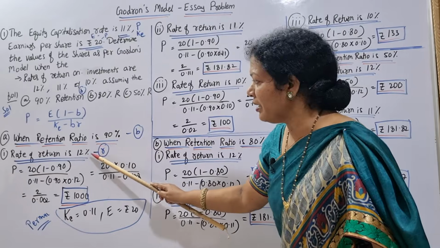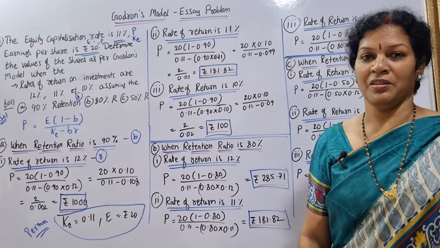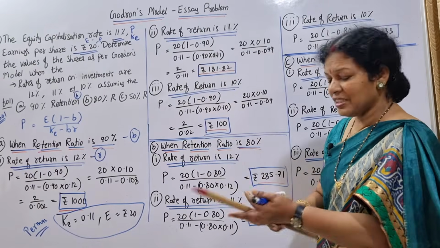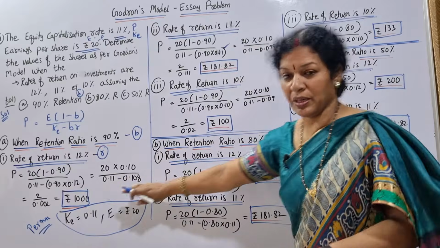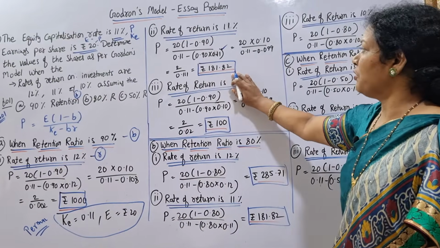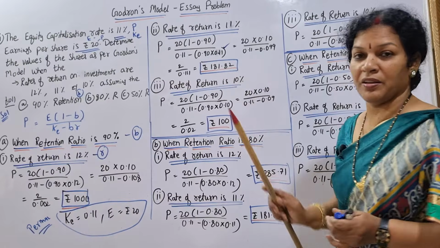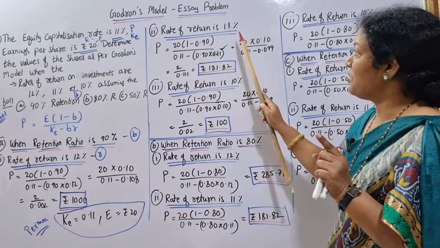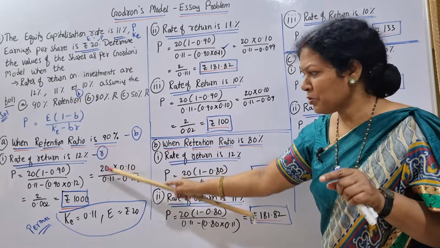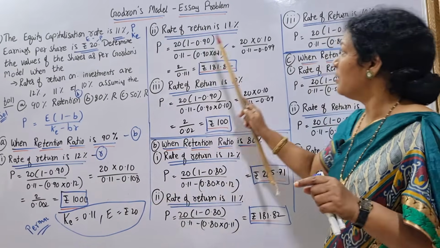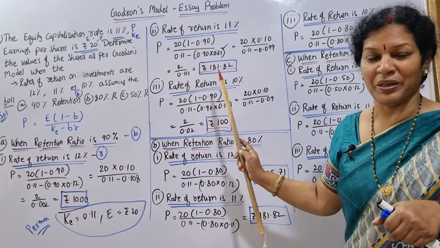Earlier R was 12%. Now in this bit it is 11%. Only this I have changed compared to this. If you do the calculations, you are getting 181 rupees 0.82 paisa. So when you change the rate of return to 11%, earlier it was 12% and the price was 1000 rupees. When you decrease the rate of return, the price value decreases; 181 is coming.